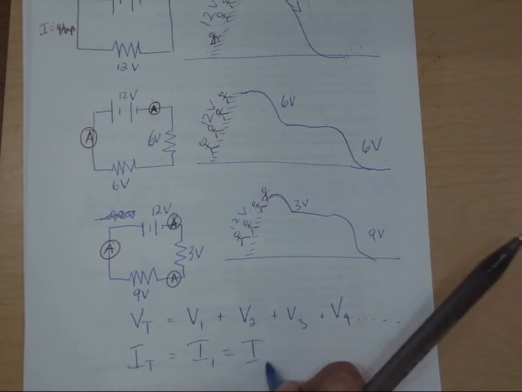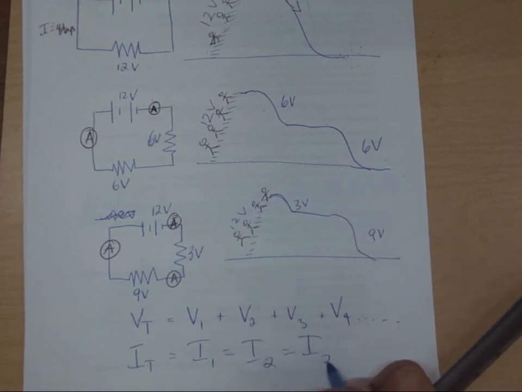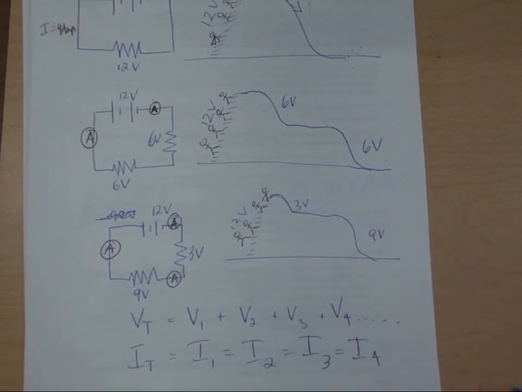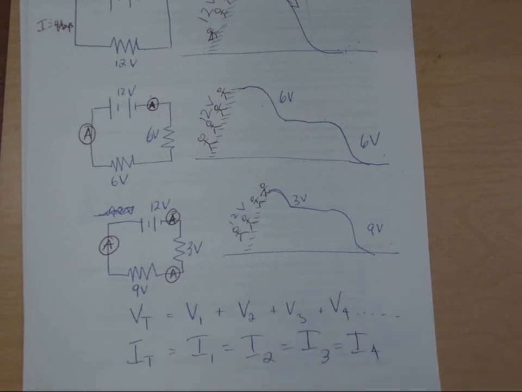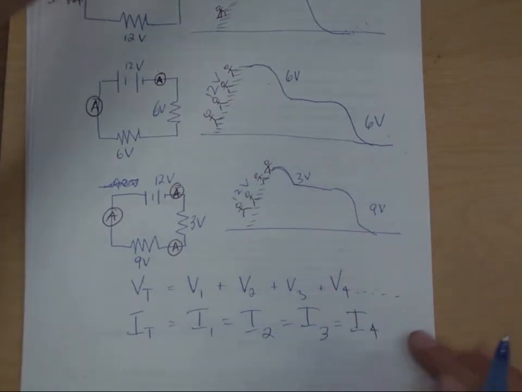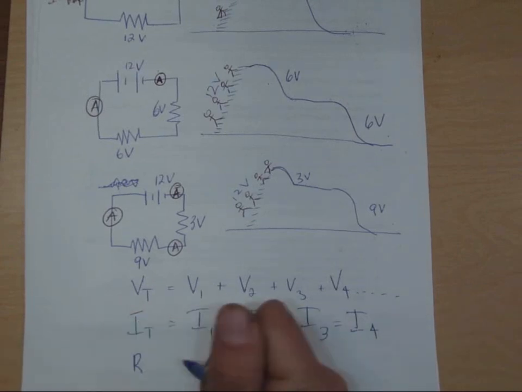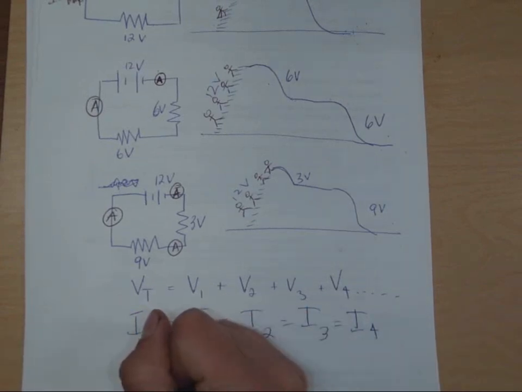So we can actually come to this conclusion. Okay, so the voltage is equal to all of the voltages combined. The current is equal at every point along the circuit. And now let's take a look at resistance. What's going on with resistance?